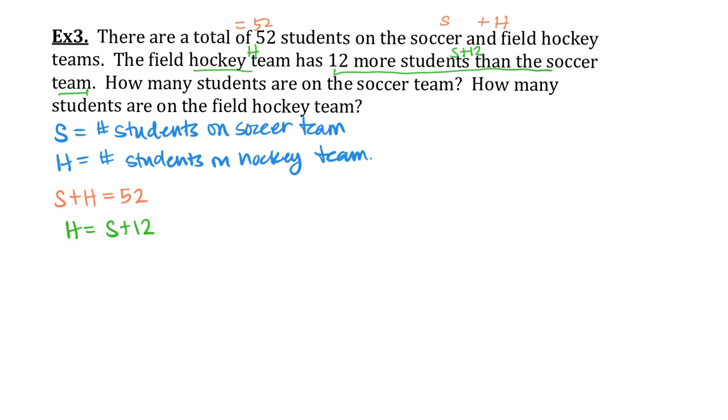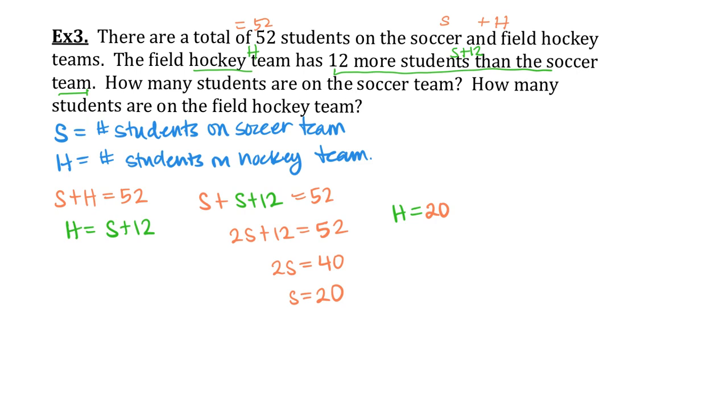Okay, this looks a little different than some of our other ones. So when I solve this, I'm going to use substitution. Okay, so I'm going to do S plus, where H is, I'm going to substitute in S plus 12 equals 52. 2S equals 40. So I have 20 students on the soccer team, and I didn't get a negative, and I didn't get any weird decimal of a person, because that would be weird.